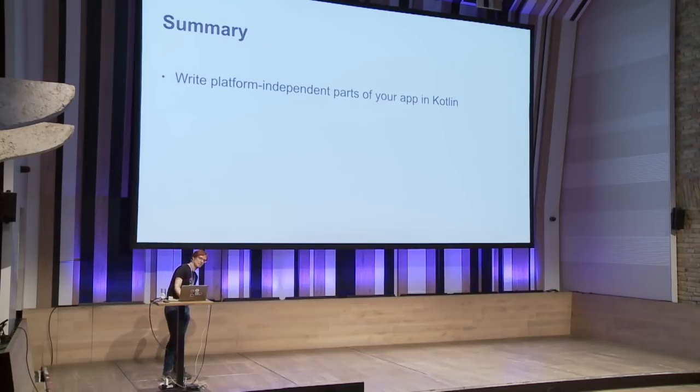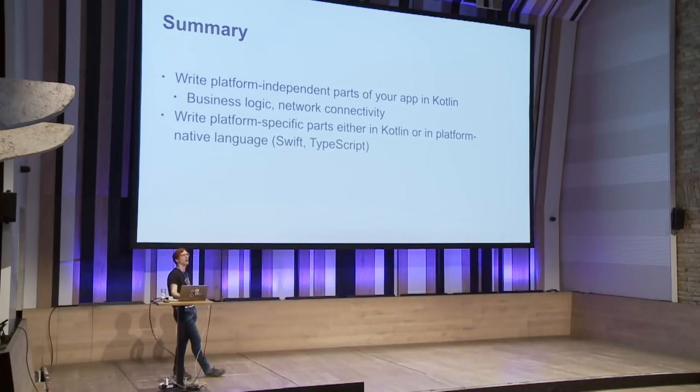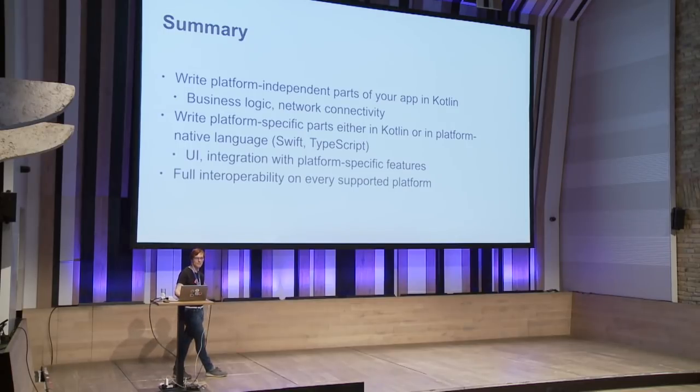So to summarize, write your platform-independent parts in Kotlin: business logic, data model, validation, network connectivity. For the platform-specific parts, you can use Kotlin with full access to the platform APIs, or you can use the platform-native languages like Swift or TypeScript and have full access to the Kotlin APIs and, of course, to the platform-native APIs as well. And on every platform, interoperability in both directions is a major strength of Kotlin.